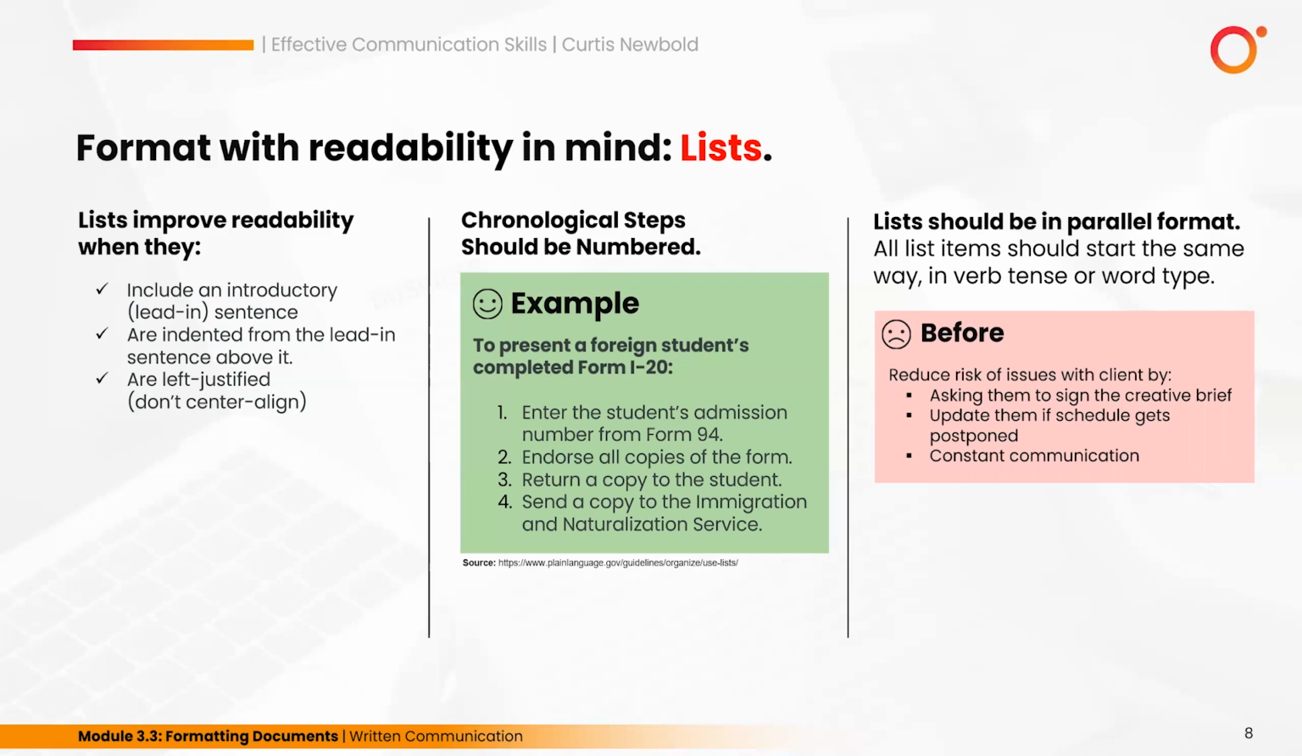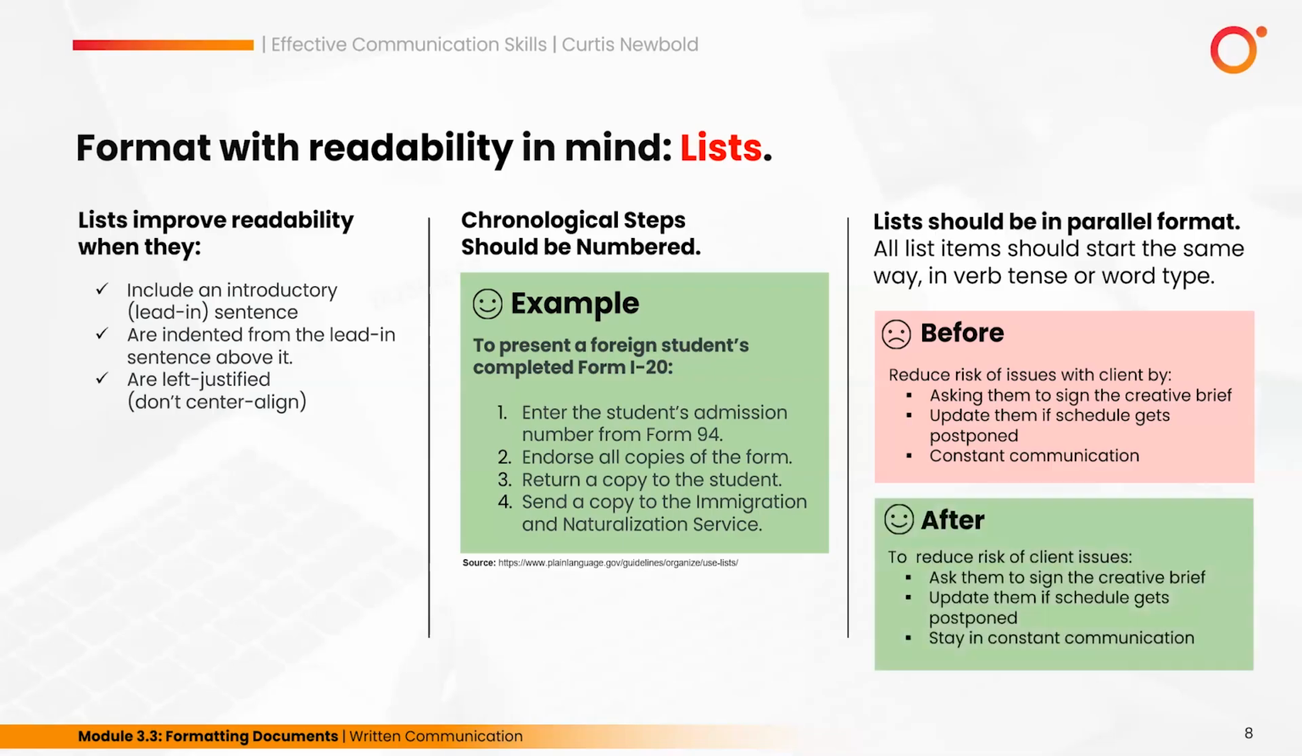You might notice as you read that it sounds a little clunky. And the reason for that is the first word after each bulleted item starts in a different conjugation of the verb. It's a different grammatical structure there. So we have asking, update, and then constant communication is actually a noun phrase. So we have a gerund form of the verb in the first bullet, then we have a present tense verb in update, and then we have a noun phrase. So that sounds really clunky when someone's reading it. It's a lot harder for people to remember items in a list if it doesn't follow parallel format.